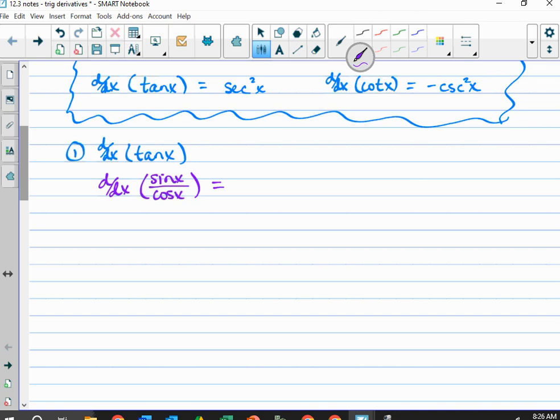All right, so denominator times the derivative of the numerator. Well, what is the derivative of sine? Cosine. Yeah, look at your little list there. I don't expect you to have those memorized yet. Minus numerator times the derivative of the denominator. What's the derivative of cosine? Negative sine, all over cosine squared.